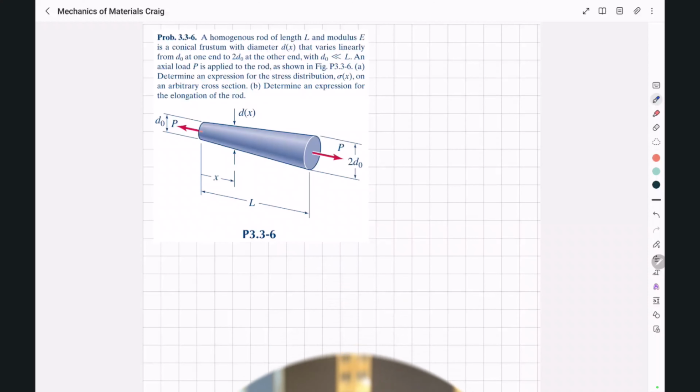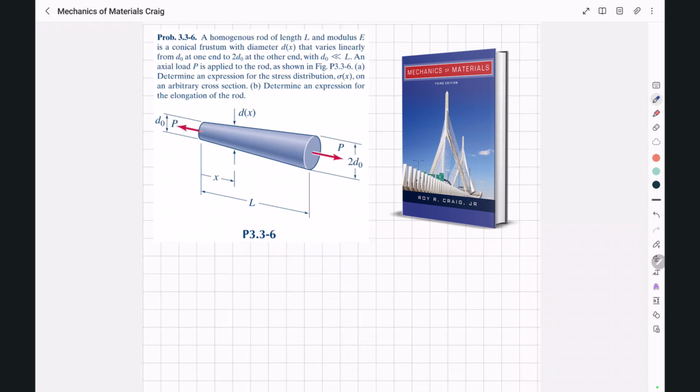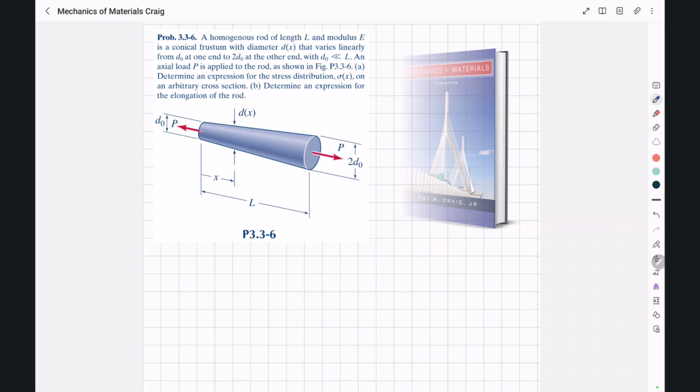This is Amir here with another question from Craig's Mechanics of Materials or Solid Mechanics on the topic of axial deformation of members with varying cross sections.